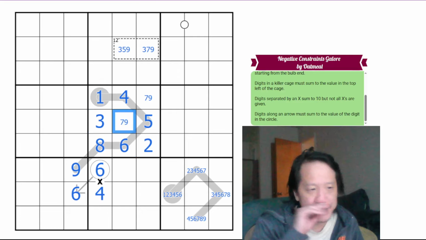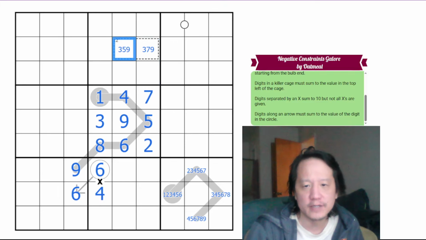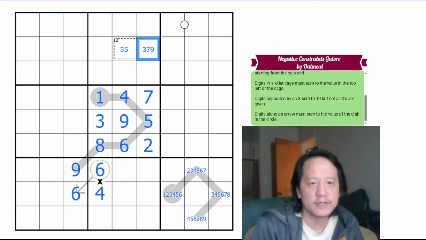7 cannot be consecutive with 7, is consecutive with 6, so it can't be next to it, so that's 9 and 7. This can't be 9 anymore, and this can't be 3 because of that. This can no longer be 6. There's no 4 or 6 here, no 4 or 6 here.